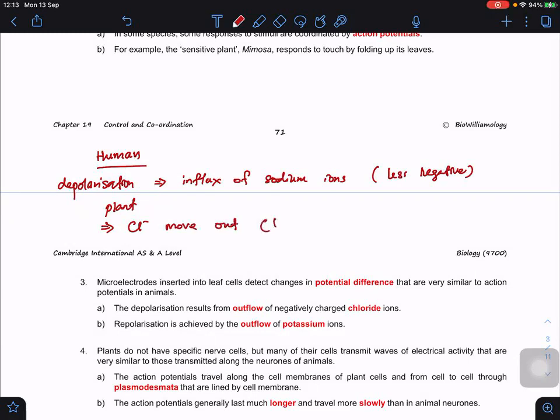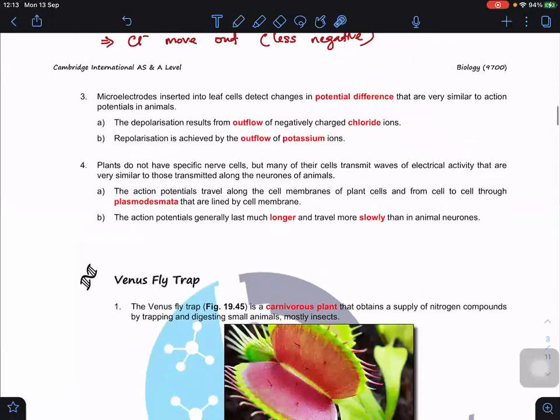So again, the same outcome: less negative. When chloride ions move out, it becomes less negative, then goes from less negative to more positive, and then changes back to negative. This is how we generate the action potential. The repolarization is achieved by outflow of potassium ions, similar to humans or mammals.